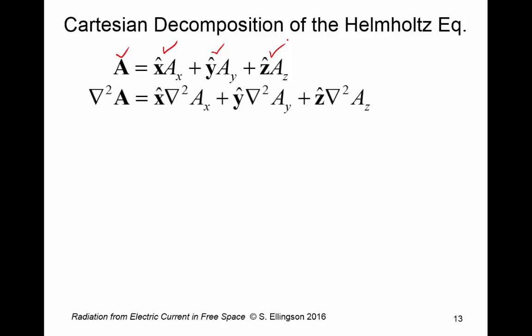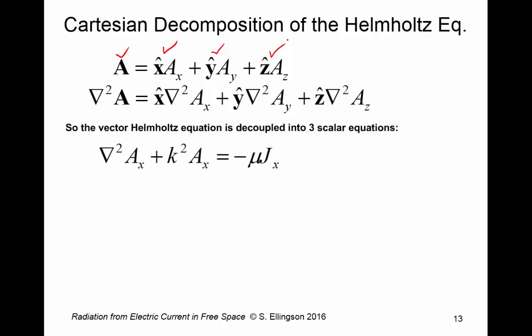Now if we take the Laplacian of the magnetic vector potential, we can distribute the Laplacian operator through those three components, as I've shown here. So the vector Helmholtz equation is now decoupled into three scalar equations. One for x, one for y, one for z. I've written the x component equation here. The advantage of doing this is I've now got scalar quantities, whereas previously I had vector quantities. So now I've got scalar differential equations to solve, a little bit easier to grapple with. And I've got 3 of them, one for x as I've shown here, and then others for y and z, which look very much the same, different subscripts.